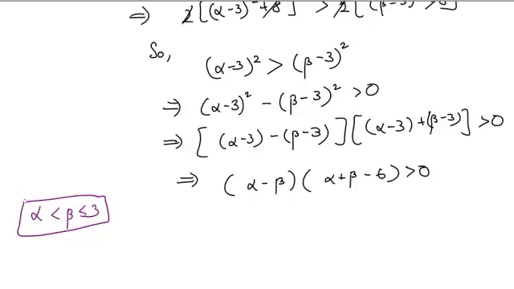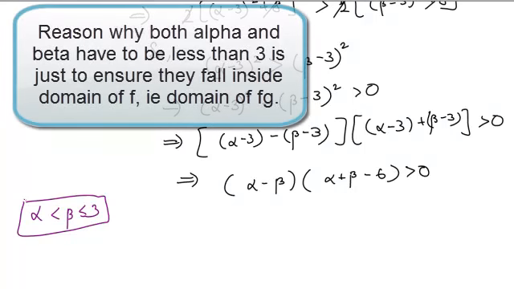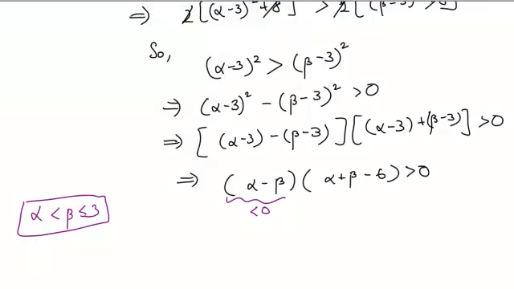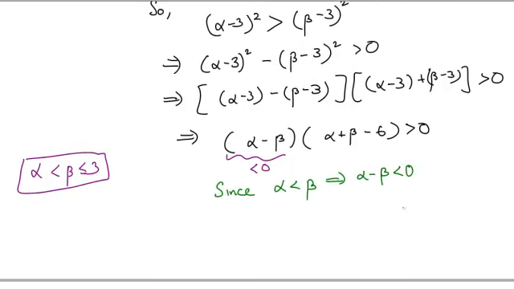So what would this mean? This would mean that alpha is actually less than beta, meaning that alpha minus beta is actually less than 0. So for what we have to be correct, since alpha is less than beta, this implies that alpha subtract beta is less than 0. So alpha plus beta minus 6 has also to be less than 0 for the multiplication to become positive. So therefore, alpha is less than 6 minus beta, shown.